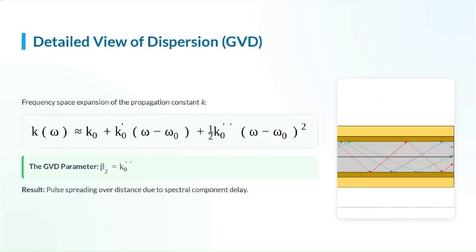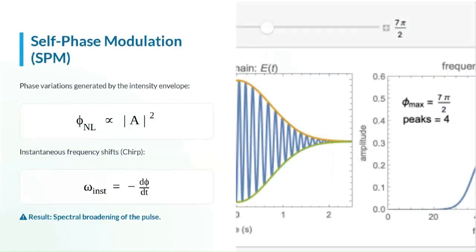Dispersion can be understood more clearly in frequency space. As shown in the expansion on the slide, different frequency components propagate with different velocities. The parameter beta 2 determines how strongly the pulse spreads during propagation. As a result, even if a pulse starts very short and localized, dispersion causes it to broaden over distance. This effect is unavoidable in most wave systems.